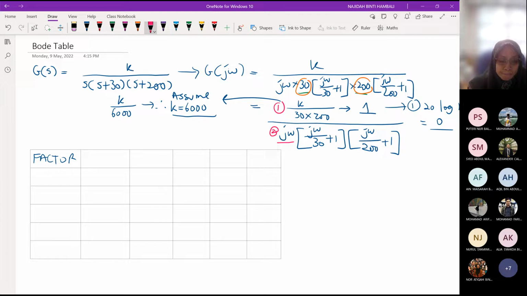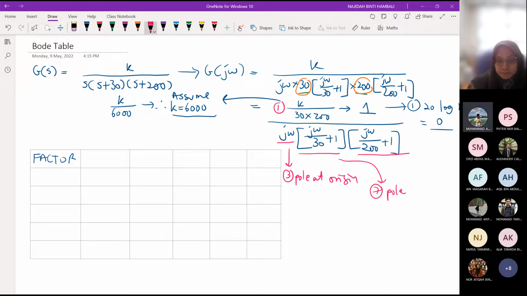Theory number berapa? 3. Theory number? Tiga. Very good, Ami. This is number 3, pole at origin. Padam nombor ni eh. Okay. This is pole at origin. How about this one? J omega over 30 plus 1. Which theory? Theory 7. Very good. Theory number 7, which is pole. How about this one? Same. Theory number 7, pole.